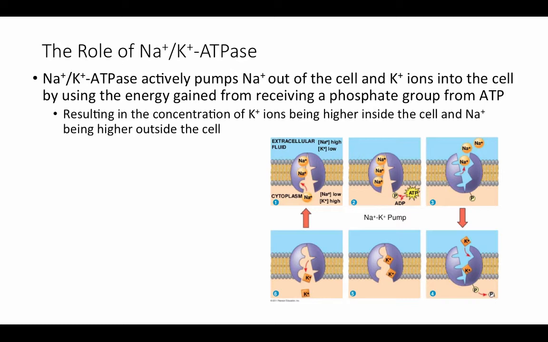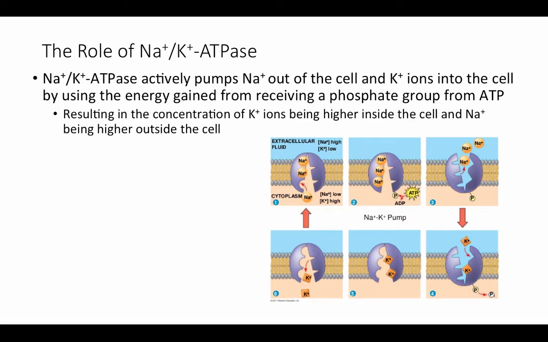So remember that sodium-potassium ATPase, that's the name of the protein that we call the sodium-potassium pump. So this protein is going to actively pump sodium ions out of the cell and potassium ions into the cell by using the energy gained from receiving a phosphate group from ATP. So let's just go through this whole process one more time.